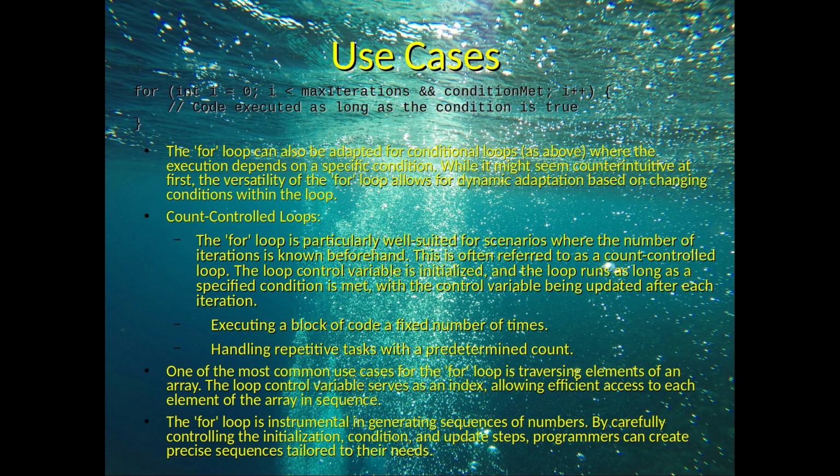Now, the use cases for a for loop are where the execution depends on a specific condition or a number of times. So count controlled loops is the thing. 95% of all for loops are basically counting loops, where it's iterating through a block of arrays or number or a repetitive task. One of the most common is traversing elements of an array. And it's good at generating a sequence of numbers as well, because it's controlling the initialization and the conditions.